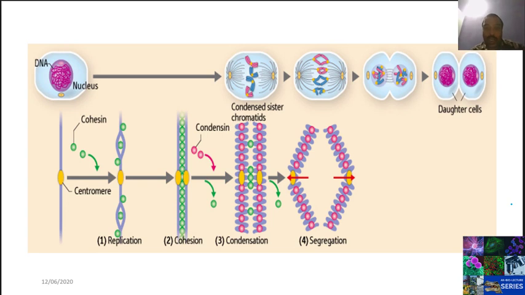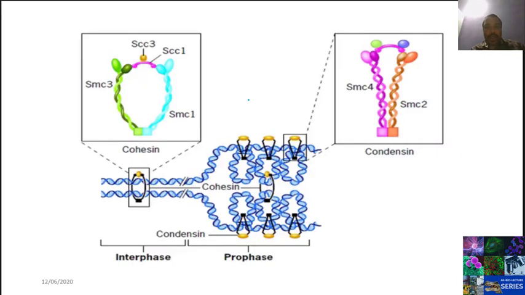Different proteins are involved in this process of compaction of DNA into chromatin and then into the loosely packed chromosome. We will see those proteins in coming slides. There are two kinds of proteins which act on the DNA in the initial stages of compaction. They are cohesin and condensin. This is the structure of cohesin and this is the structure of condensin.